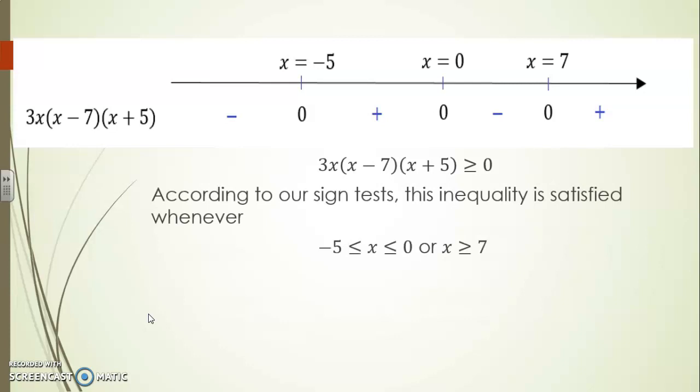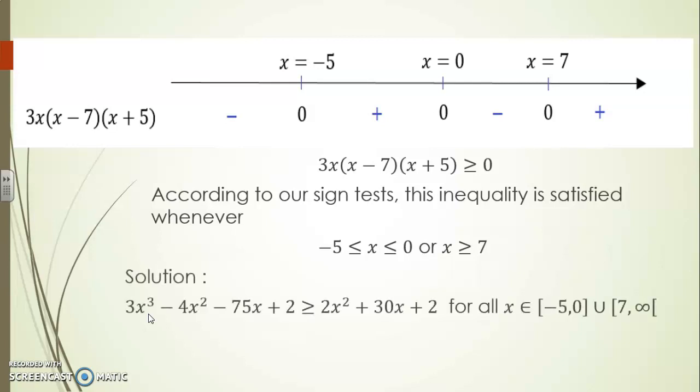And from the picture, you can figure out that such results are obtained when x is between -5 and 0 inclusively, or equal to 7 or greater than 7. So in conclusion, our inequality is solved over the intervals -5 to 0 inclusively and 7 to infinity.